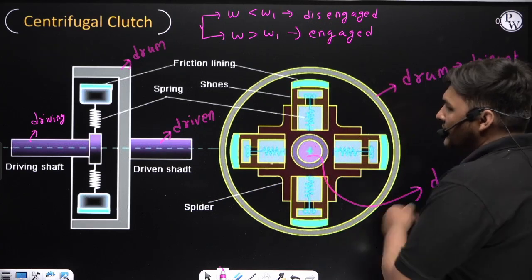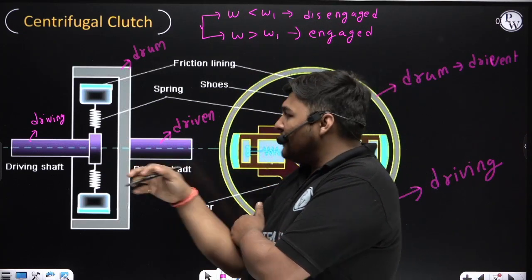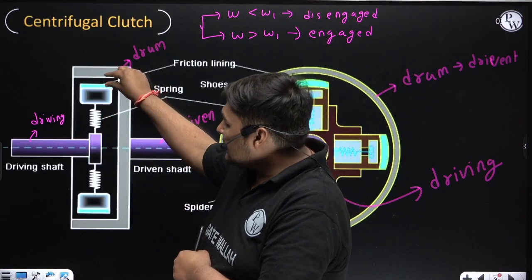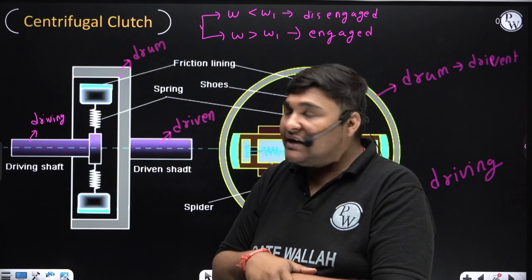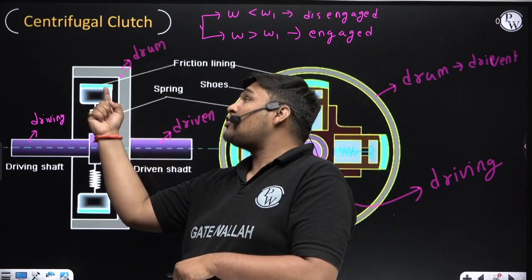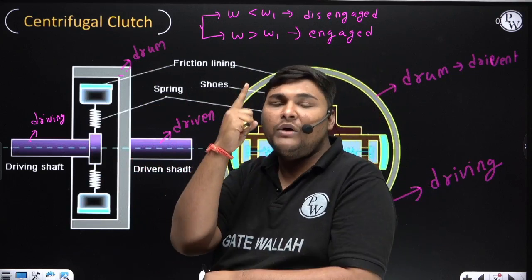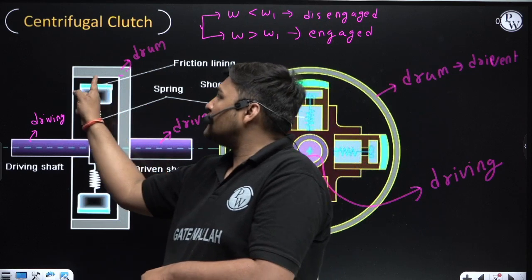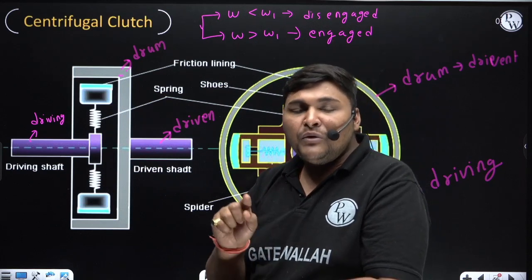Right now this is the disengaged position, which definitely means omega is less than omega 1. What will happen when the speed of the driving shaft increases? The spring will elongate, and the gap between the friction lining and the drum will reduce. One speed will come when the gap becomes zero. After that, if you increase the speed, centrifugal force will increase. Centrifugal force always acts in the outward direction and tries to elongate the spring, but it can only elongate the spring up to this point, because after that the drum restricts the motion of the friction lining.